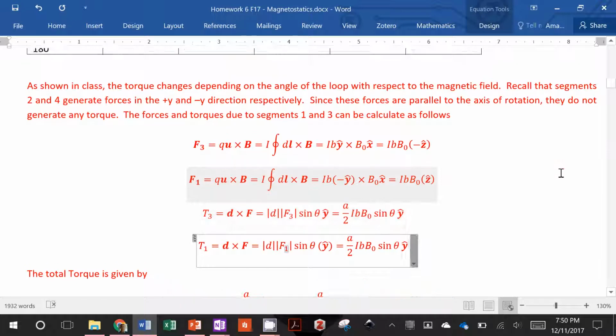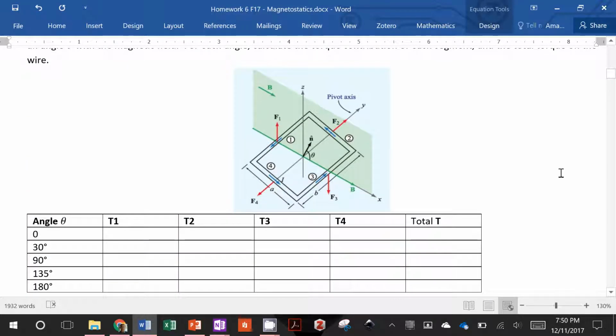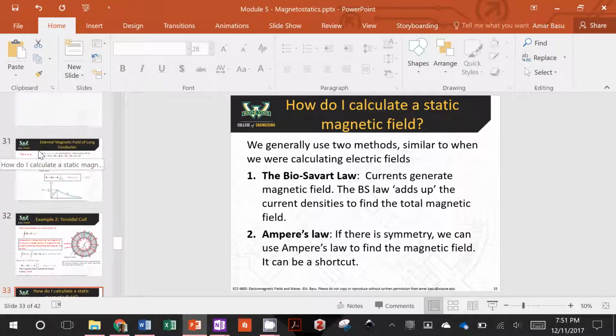All right, so this is just continuing on the example that we did in class of a loop in a magnetic field. This is the basis of a motor. If you have a magnetic field and a loop of wire with current running through it, that loop will tend to rotate in the magnetic field. The reason is what we talked about in class. Let me go back to the schematic here.